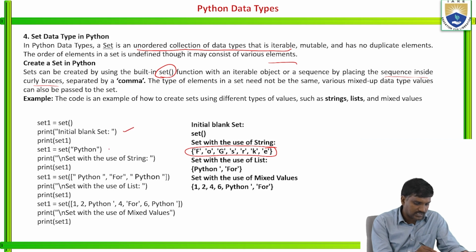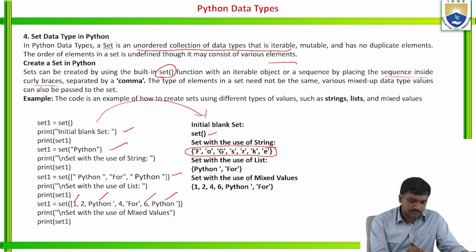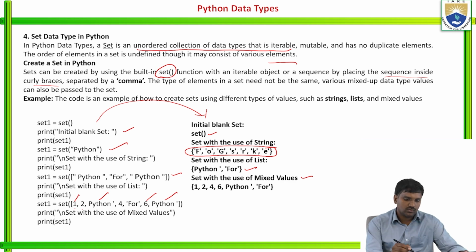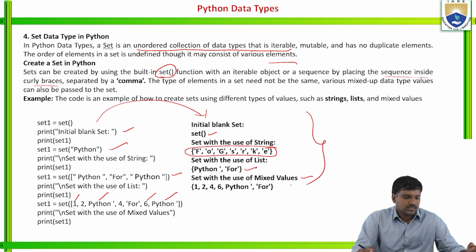Initial blank set, then Python, Python for Python. So here 1 comma 2 comma, numbers, words, like that. After executing the program, we get the initial blank set, a set with use of a string, separated by commas, a set with use of a list, a combination of these two words, and a set with use of mixed values: 1, 2, 4 numbers, and Python, for, words. So this is how to create the set data type in Python.